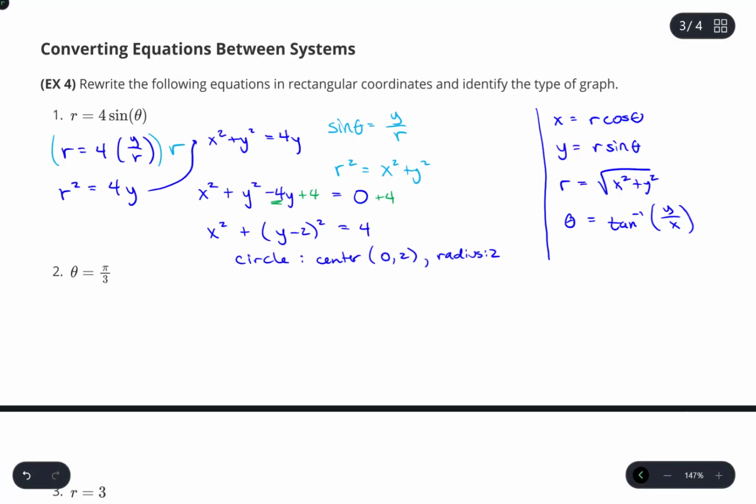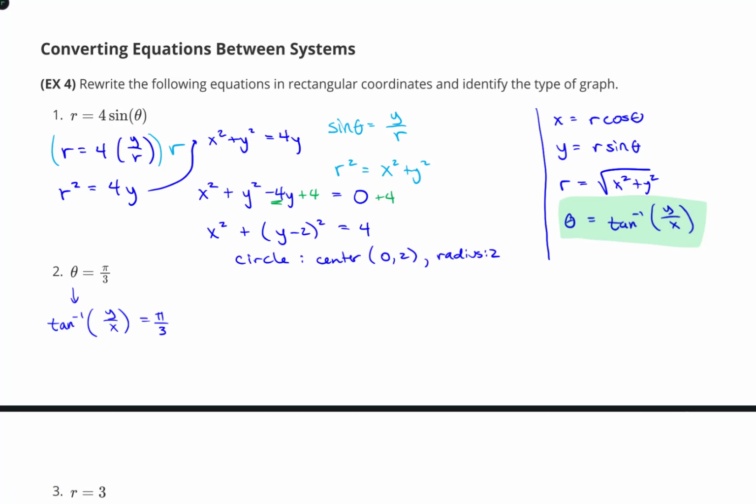So here I have theta equals pi over 3. And in this case, I can take advantage of this equation right here. Now, no one likes to work with that one because of the arctangent, and they just kind of shy away from it. It's generally not that bad to work with, though. You can just directly transform theta into arctangent of y over x, and then that would be equal to pi over 3.